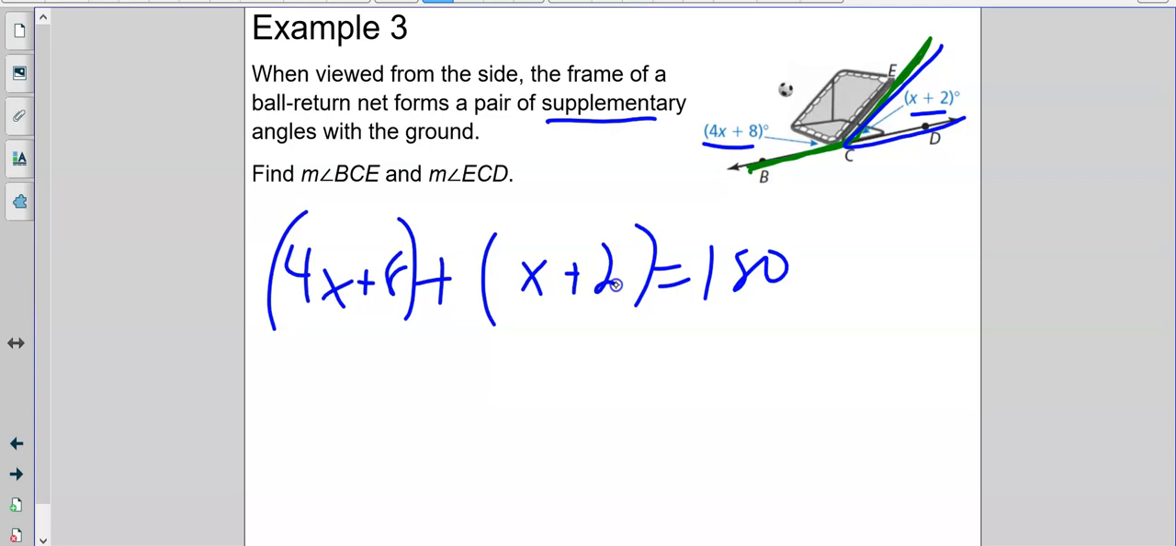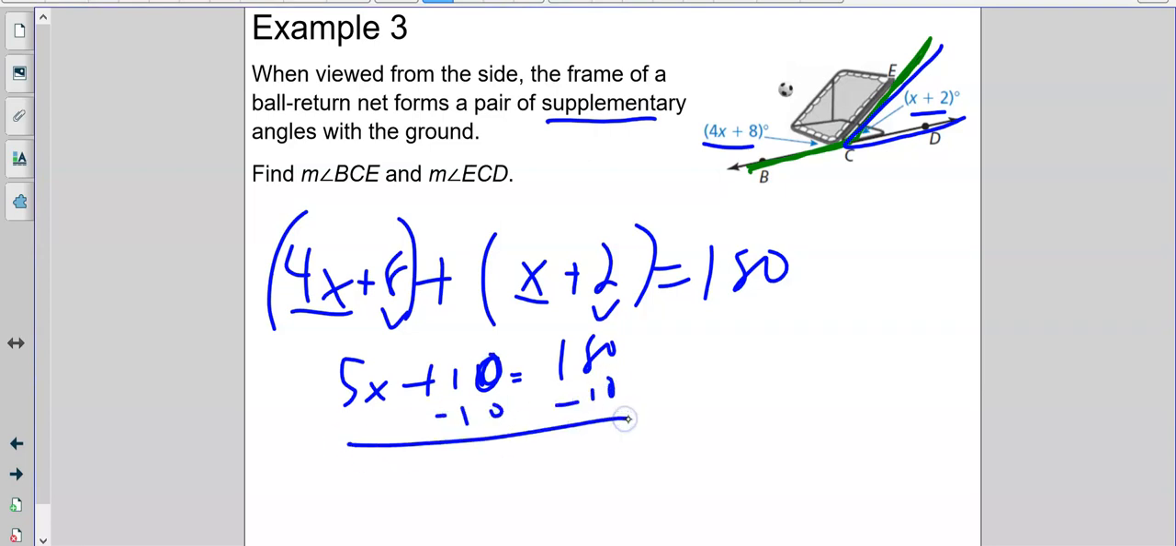So now I'm going to join like terms. 4x plus x is 5x. 8 plus 2 is 10. That's supposed to be a 0. Equals 180. I don't know why I have that. Looks bad. Looks like 110. So 10. We're going to subtract 10 from both sides. That's going to give me 5x equals 170.